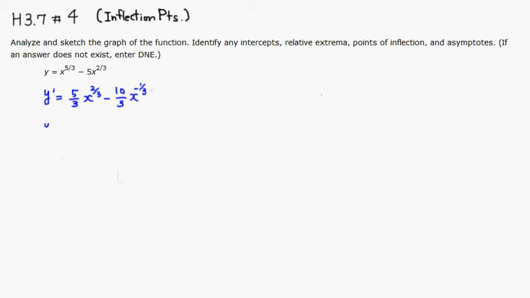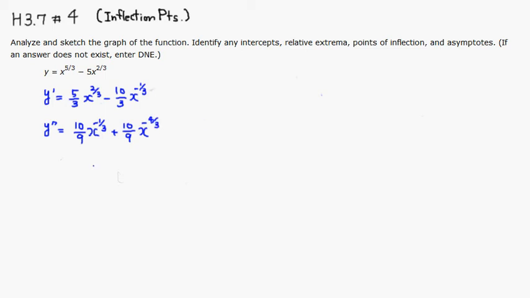Another derivative, y double prime is equal to 2/3 times 5/3, which would be 10/9. Then subtract 1 from the power of x, so it's going to be negative 1/3 power. Then multiply by negative 1/3, so it's going to be positive 10/9. Then you have x and subtract 1 from the power, negative 4/3.